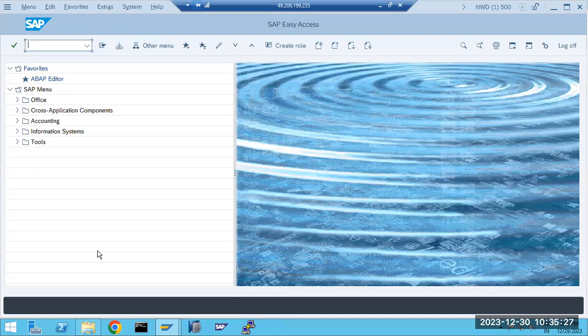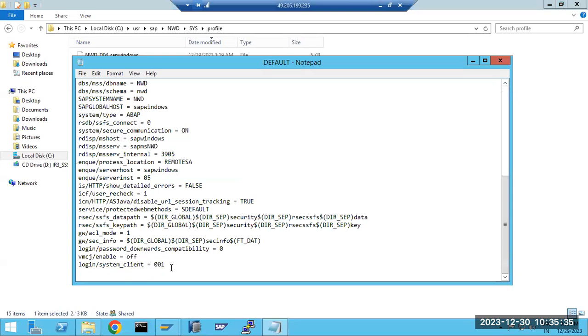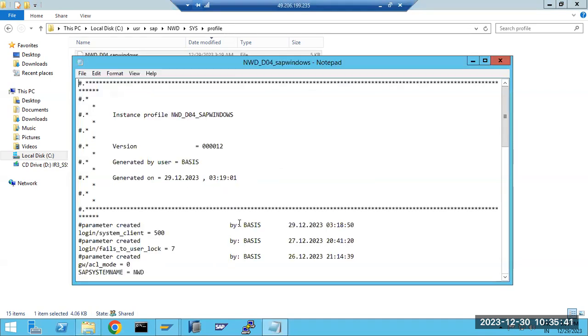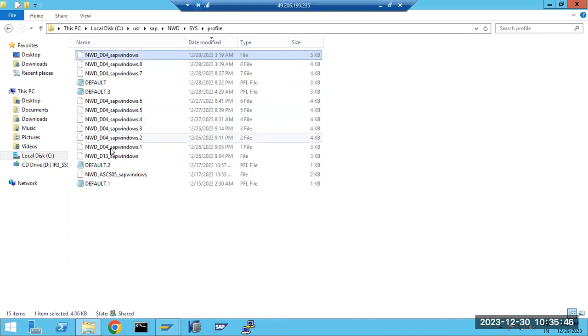If you are unable to do that, go to the profiles, the SYS profiles here. Here you can change the default profile if you want to, or the instance profile. Suppose you want to change the ASCS, you can change the ASCS profiles here. The profiles contain parameters. These are the default and instance profiles.